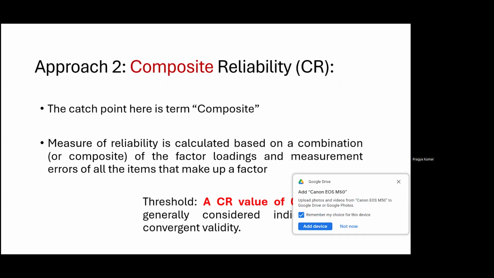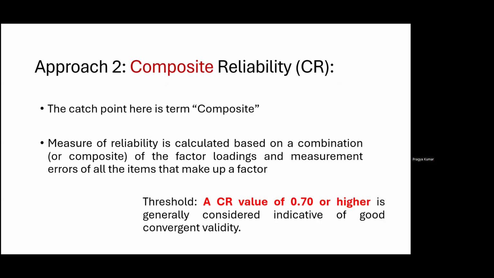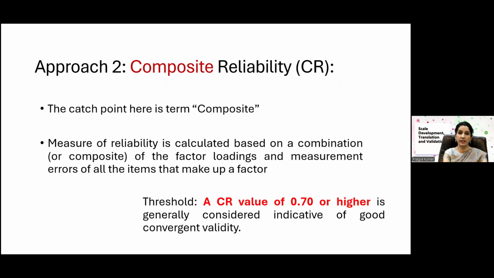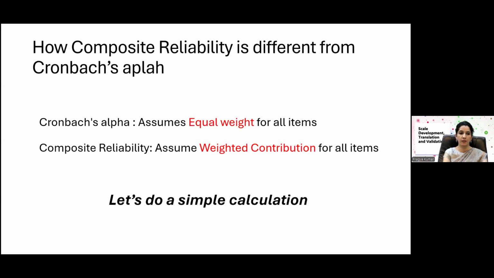So the same value you can remember, the composite reliability, but it takes into account that measurement error also, whereas you will find that in case of reliability, that doesn't calculate for the measurement error. This composite reliability takes into account of that measurement error also. So this is how it is different.